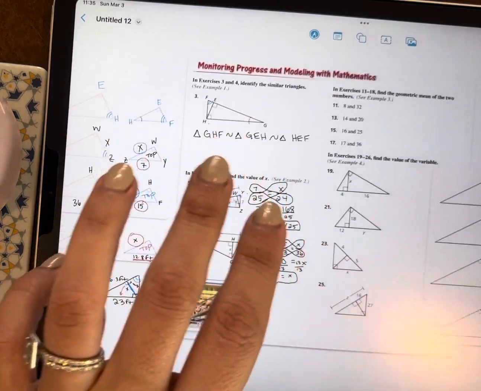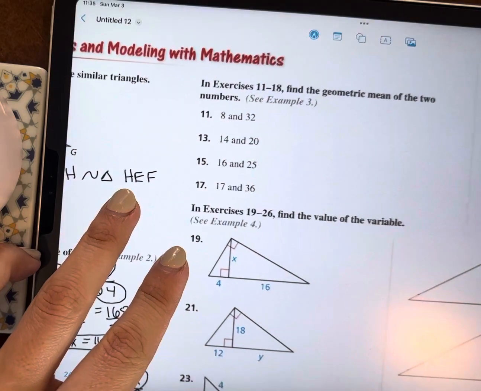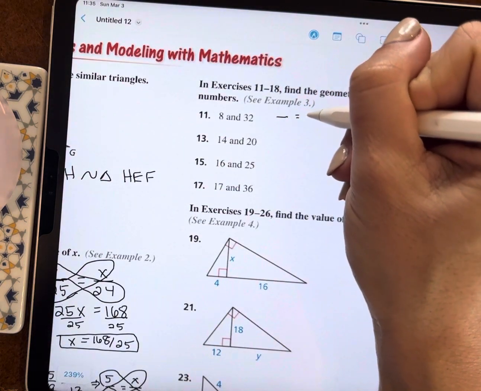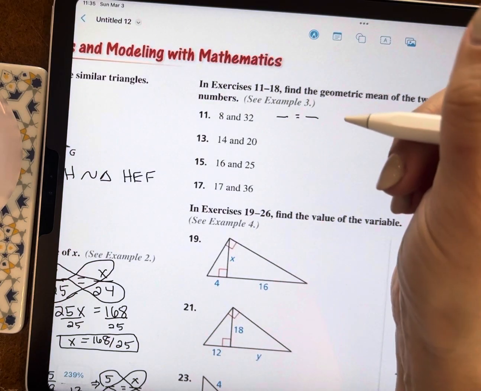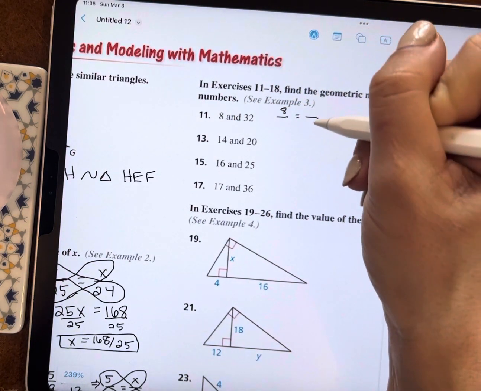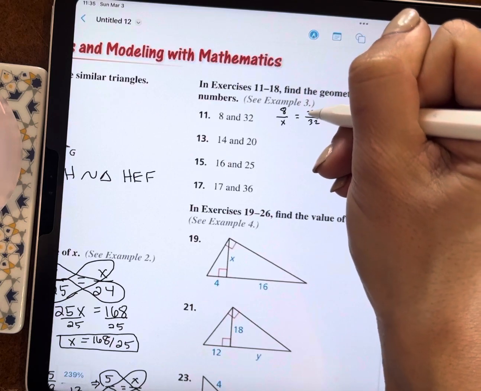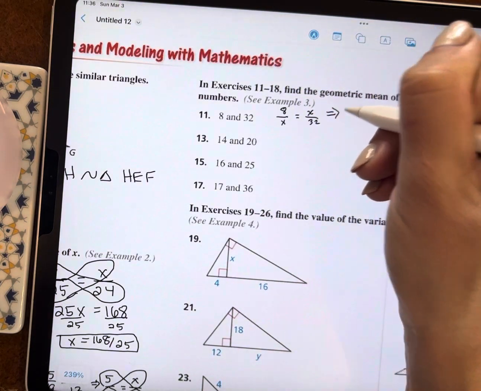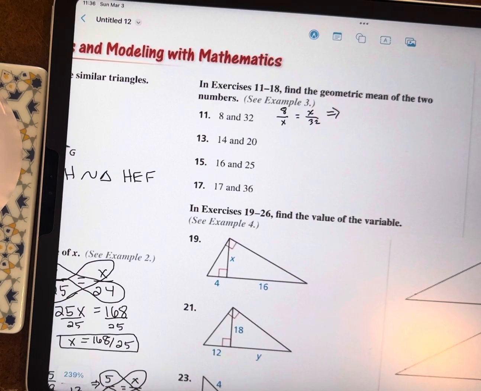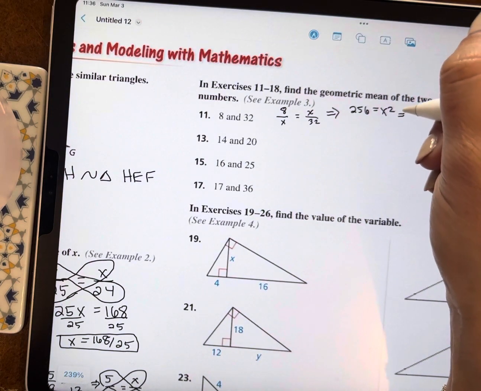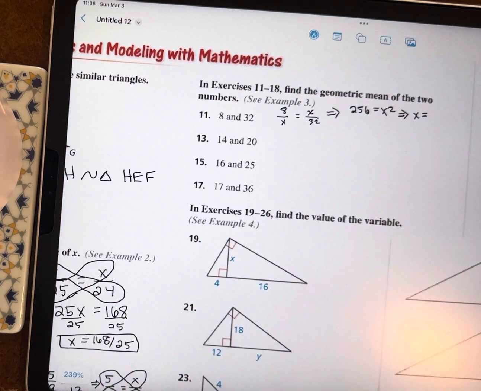Okay. On this side, they want me to find the geometric mean of these numbers. That's fine. Easy peasy. I'm just going to set up two proportions for this. I'm going to put 8 and 32, one on top of one on the bottom of the other, and then the others will be x's. Okay? This cross multiplies to become 256 equals x squared. And then when I square root both sides, I get that x equals 16.